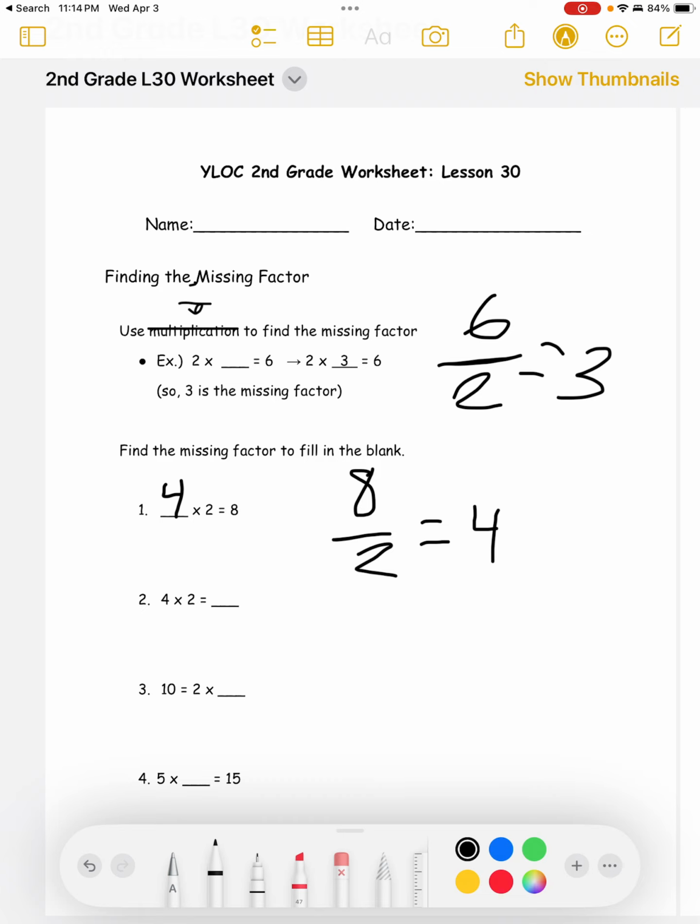Question number 2. 4 times 2 equals blank. So 4 times 2 means 4 plus 4, which is 8. So our answer would be 8. Question number 3. 10 equals 2 times blank. We would divide 10 by 2, which is half of 10, is 5. So the blank factor would be 5. 10 equals 2 times 5.